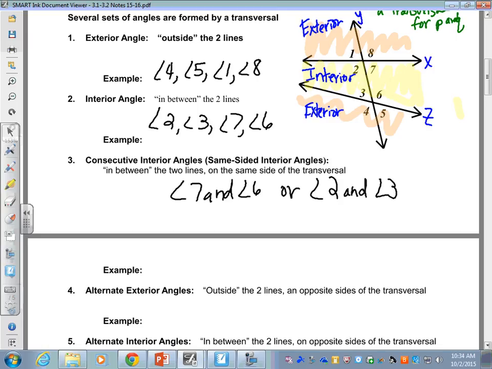Now, alternate exterior. Alternating means we're going to alternate the transversal. We're going to go on opposite sides of the transversal, okay? So if I want to say alternate exterior angles, I'm still going to look outside the lines, but we're going to look at opposite sides of the transversal. So which? 6 is interior. We want exterior. Yeah, 1 and 5, and 8 and 4. Okay, so go ahead and record those for your alternate exterior angles. 1 and 5, because 1 is on the top left, 5 is at the bottom right, and they alternate the transversal, which was our Y, and 8 and 4. Okay, 1 and 5, 8 and 4.